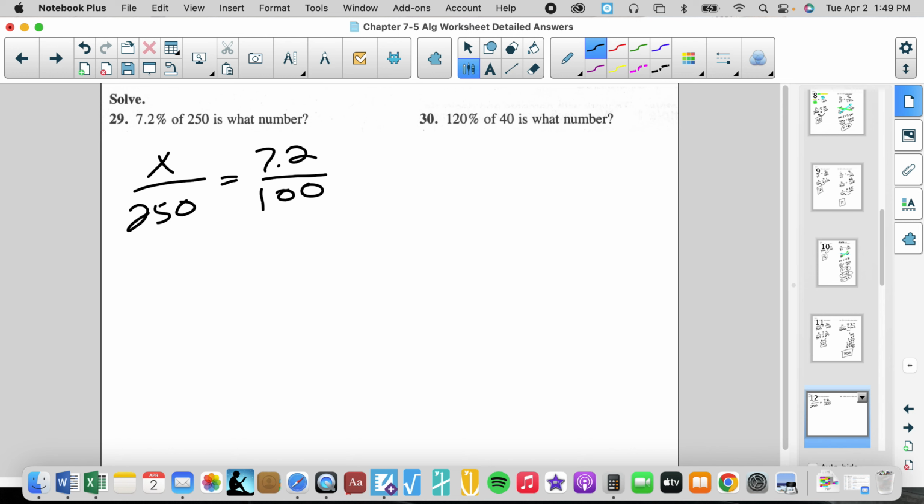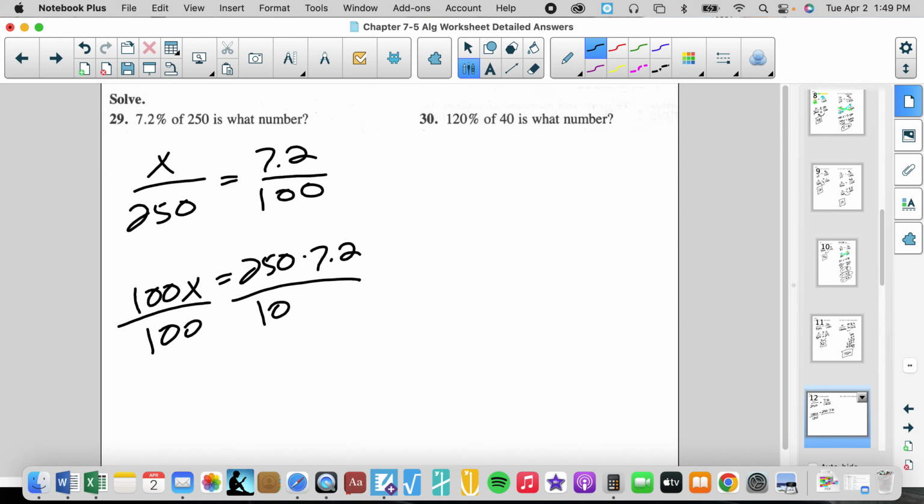Now let's just leave it like this. Let's do cross product. 100x equals 250 times 7.2. Divide by 100, divide by 100. Why didn't I multiply 250 times 7.2? Because I knew that I'm going to cancel this. So we cancel out the zeros, and then we can cancel out the other zero by putting the decimal there. So we get 2.5 times 7.2.